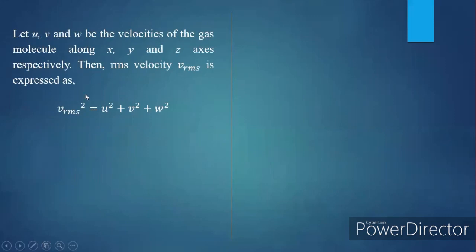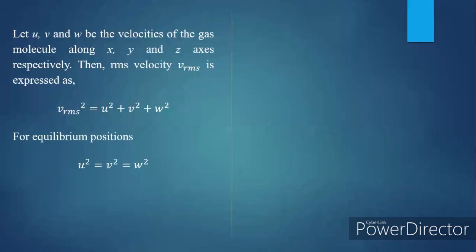Small m is the mass of the single molecule and N is Avogadro's number. If you multiply these two, you will get the molecular weight. So substitute here. For the equilibrium position, what will happen? Thermal equilibrium: this RT is equal to 1 by 3 into small m into NA into VRMS square, where VRMS square is U square plus V square plus W square.